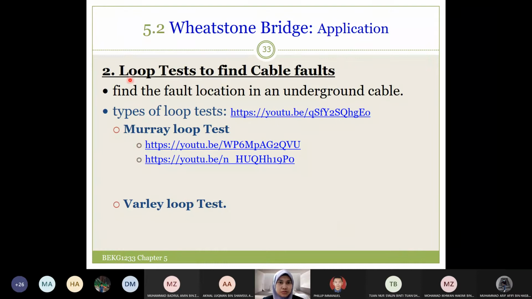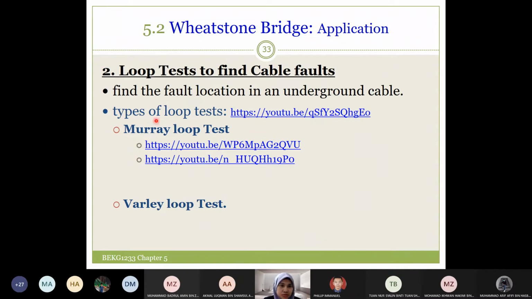Okay, this is the second application of Wheatstone bridge: the loop test to find cable faults. Previously, the application of Wheatstone bridge was the strain gauge. So this is another application of Wheatstone bridge, to find cable faults. Find the fault location in an underground cable. You will learn about faults, I think, when you are in year 3 or year 4.